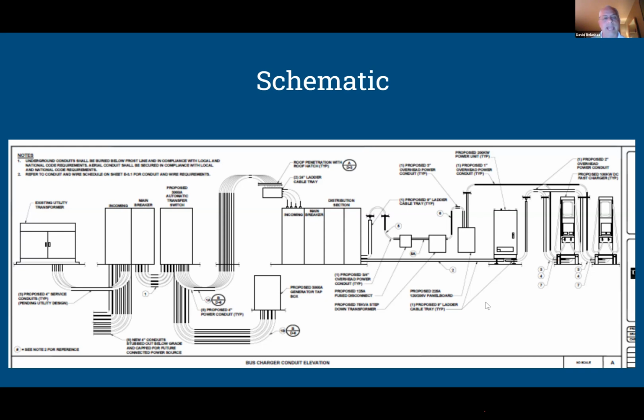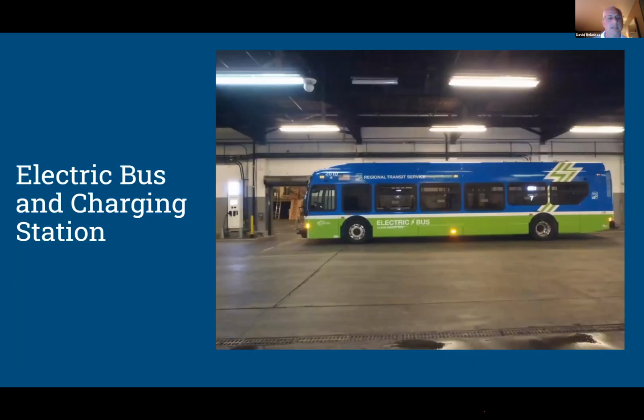And again, we went through a lot of planning to come up with this scheme, if you will, and Black and Beach helped us with how we were going to do these first phases of the transition to electric charging stations. So if you can go to the next slide.